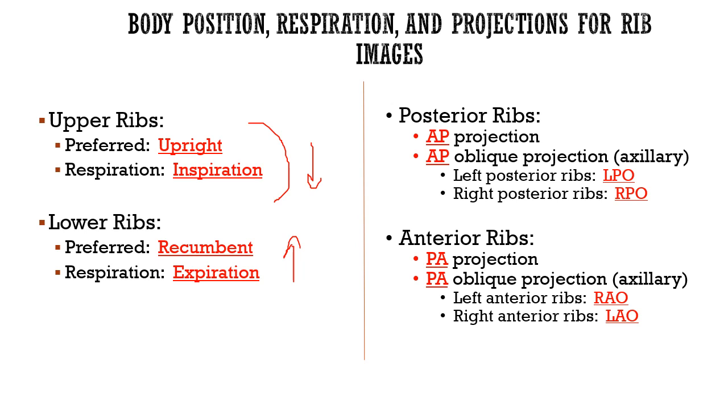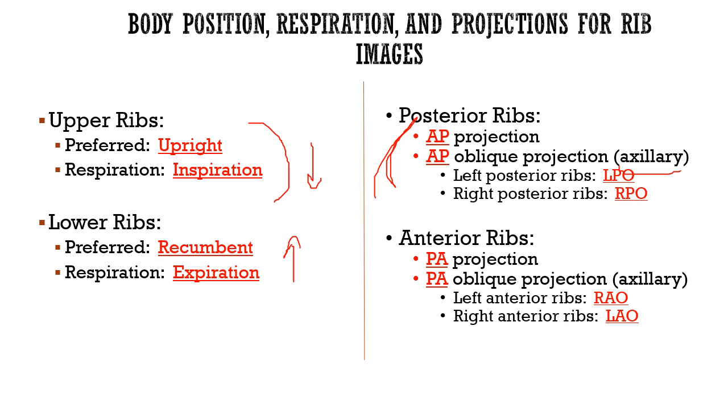Posterior ribs are performed with an AP projection so that the posterior aspect of the body is closest to the image receptor. So those are AP or AP oblique projections. With the AP oblique projections, we're going to be examining the axillary ribs. For the oblique projections, we're looking at the side closest to the image receptor. For AP obliques, we're going to use an LPO to look at the left posterior ribs and the RPO for the right posterior ribs.